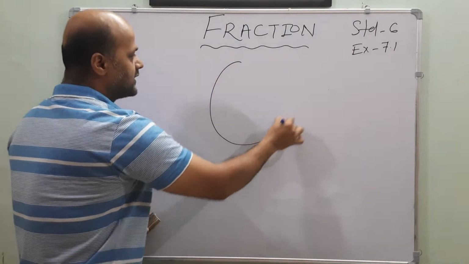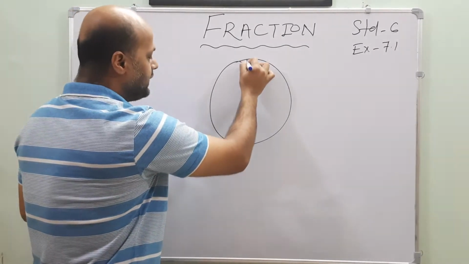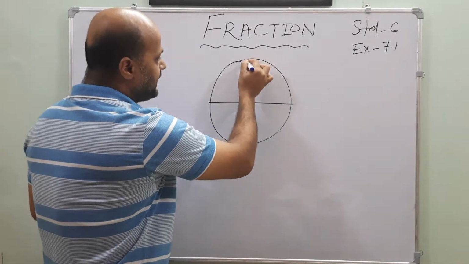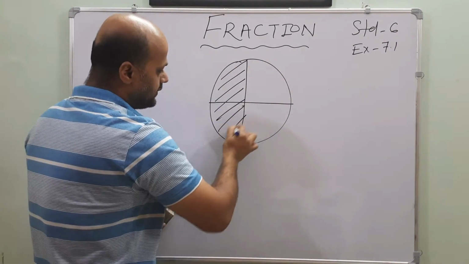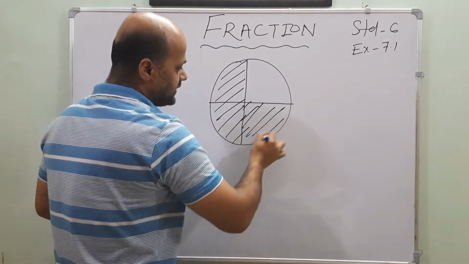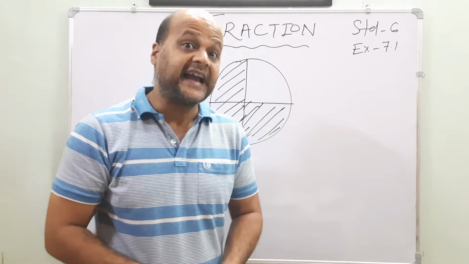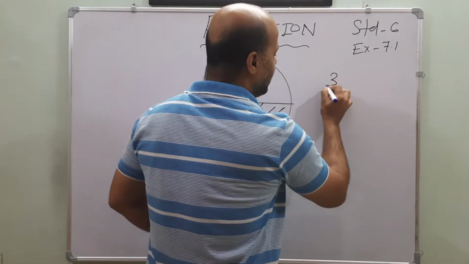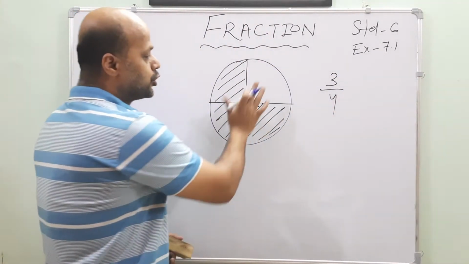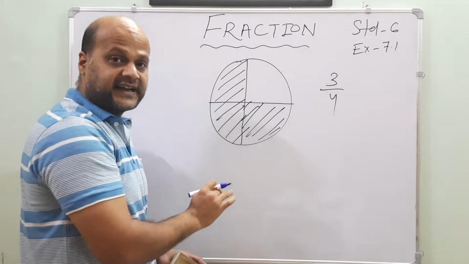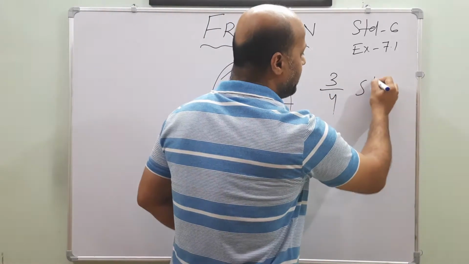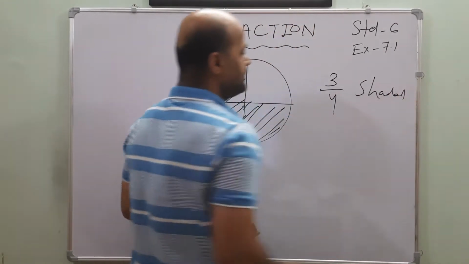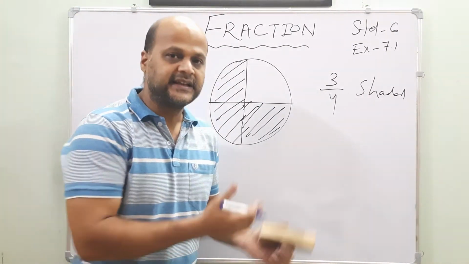If I draw another circle and divide it into 4 parts, and if I shade this much of the parts, then what is the fraction of the parts I shaded? Who will tell me? Yes, very good, Neha. It is 3 by 4 parts. How? Total parts is 4. How many parts are shaded? It is 3. So 3 by 4 part of the picture I shaded, or the fraction of the part I shaded is 3 by 4.